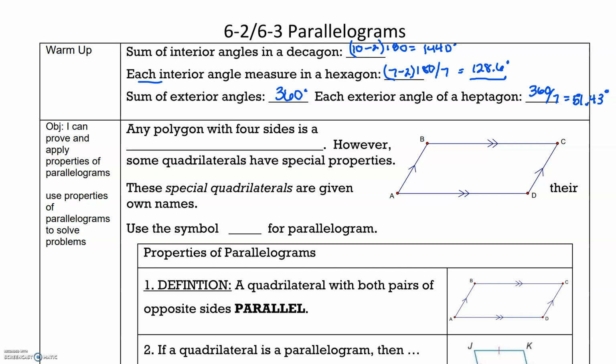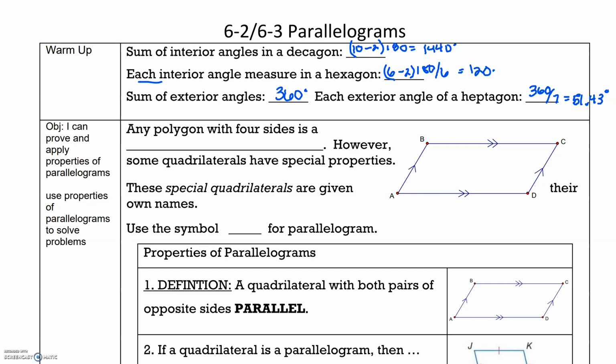Sum of the exterior is always 360, and then each exterior we're going to take the total and divide it by the number of sides, and a heptagon would be 7, so 360 divided by 7. Oops, that should be a 6 up there, not a 7. For hexagon, heptagon is 7. So I'm going to fix that one. There we go. So that should be 120. So 6 is hexagon. Hepta is the 7.